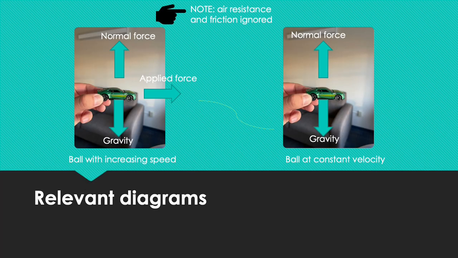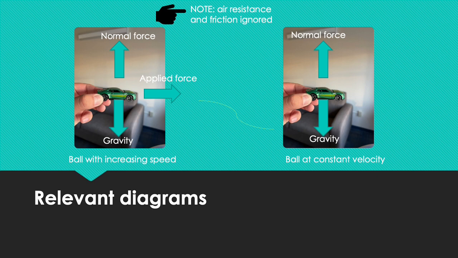So moving forward, some relevant diagrams. Here's a picture of my car. You can see here on the left side, up on top there would be normal force, but if you had an applied force and then gravity, this would be a ball with increasing speed. If you had normal force up top and then gravity just working its thing, then you would have a ball at constant velocity.